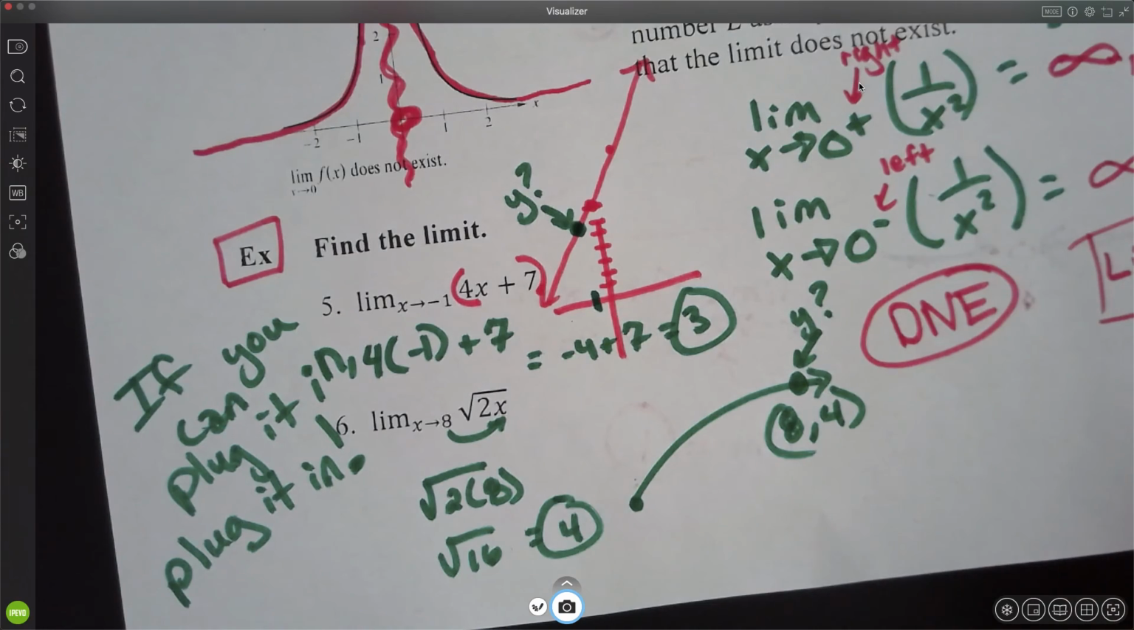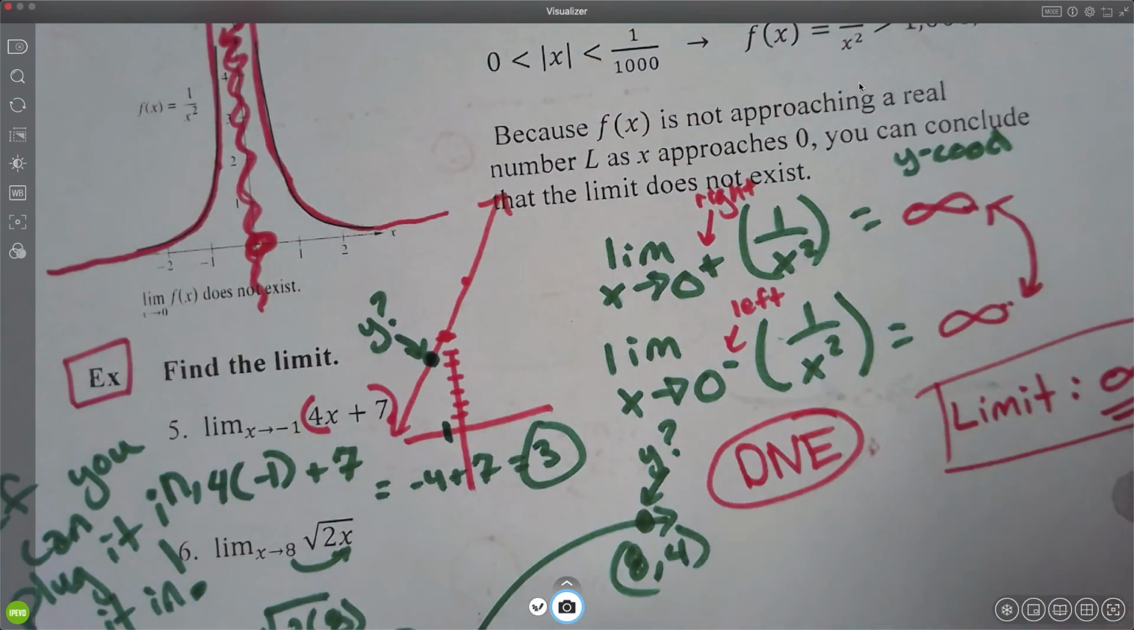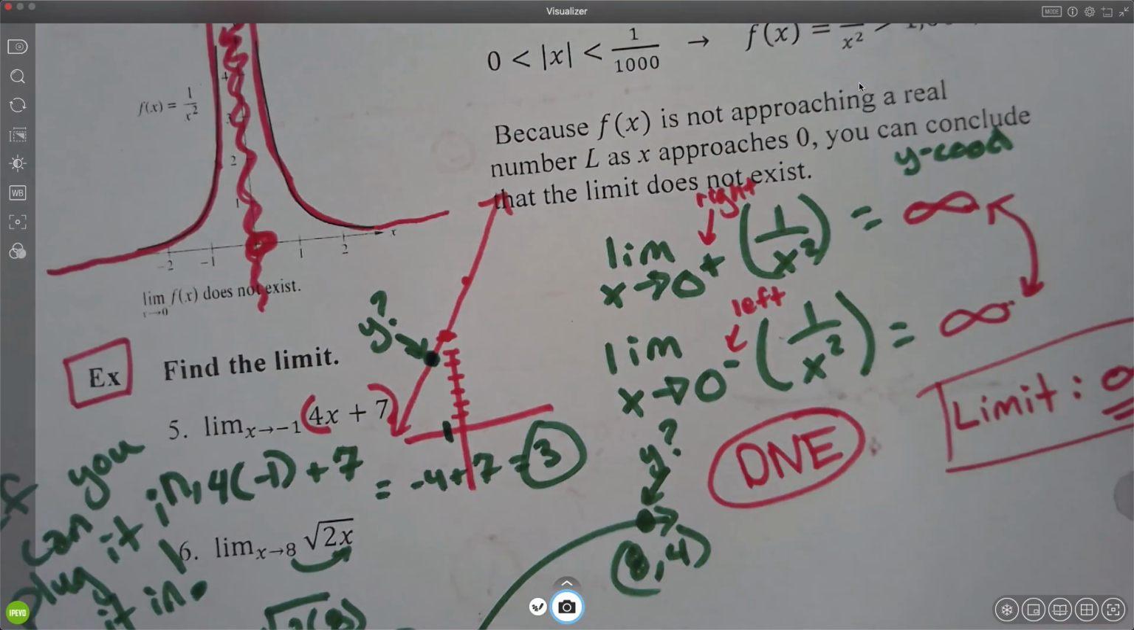Okay, so if you can plug it in, always plug it in. If you can't plug it in, that's when we have to do all this other left and right-handed junk, or looking at the behavior on both sides, or making a table or something like that.